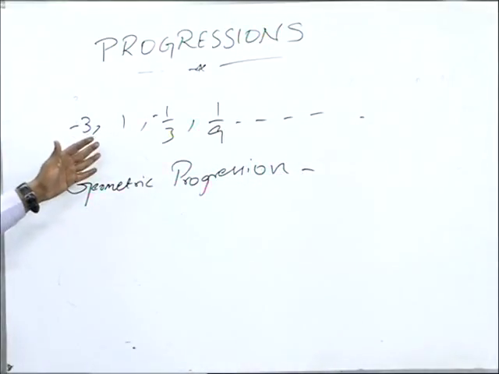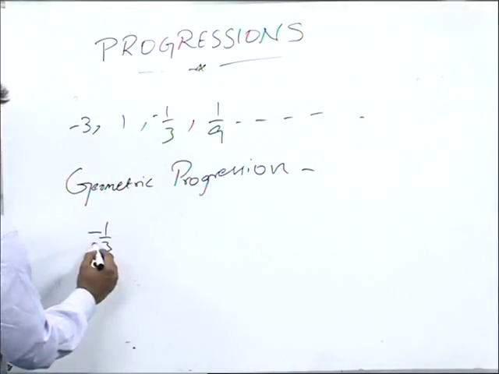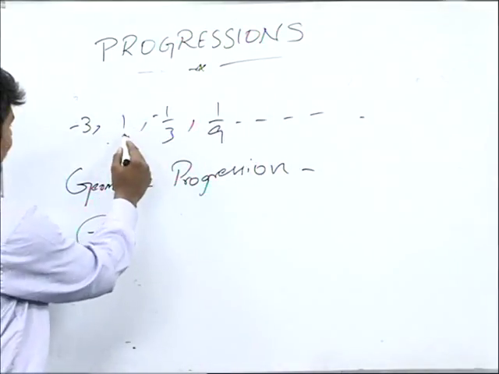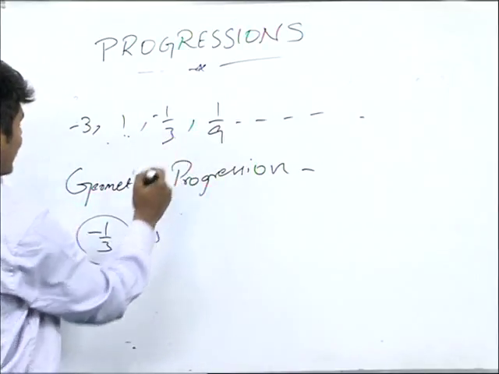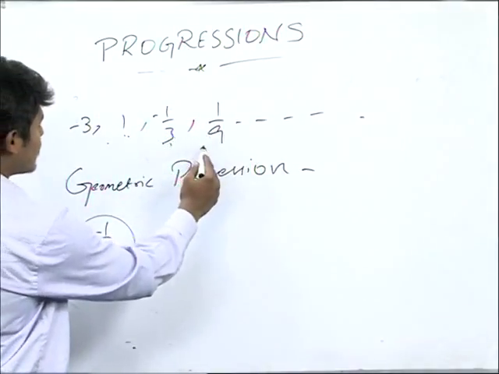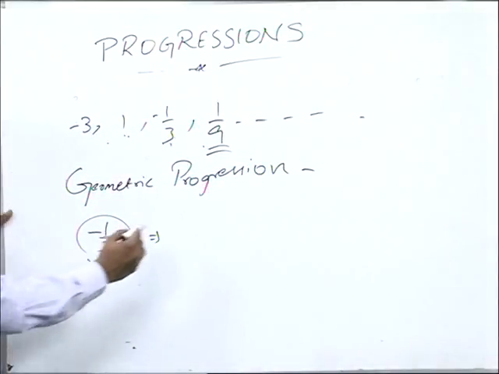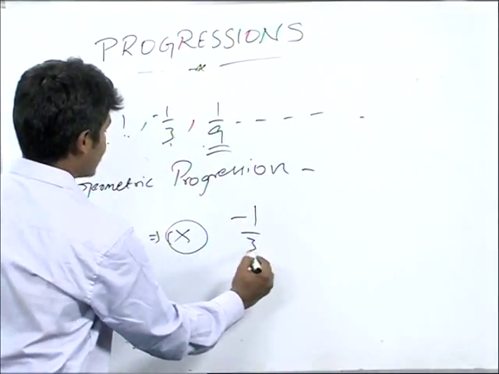See the characteristics. Multiply the first term by minus 1 by 3, it would result in 1. And multiply 1 with minus 1 by 3, it would result in minus 1 by 3. And multiply minus 1 by 3 with minus 1 by 3, it is resulting in 1 by 9. So the series is a multiplicational series with a common ratio of minus 1 by 3.